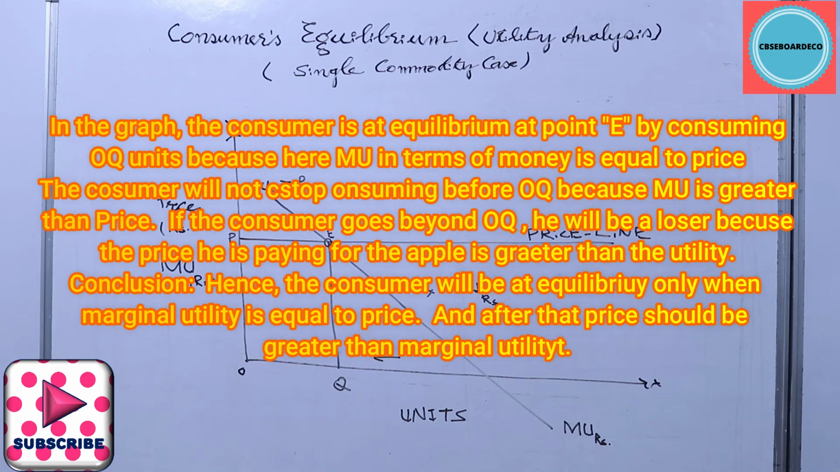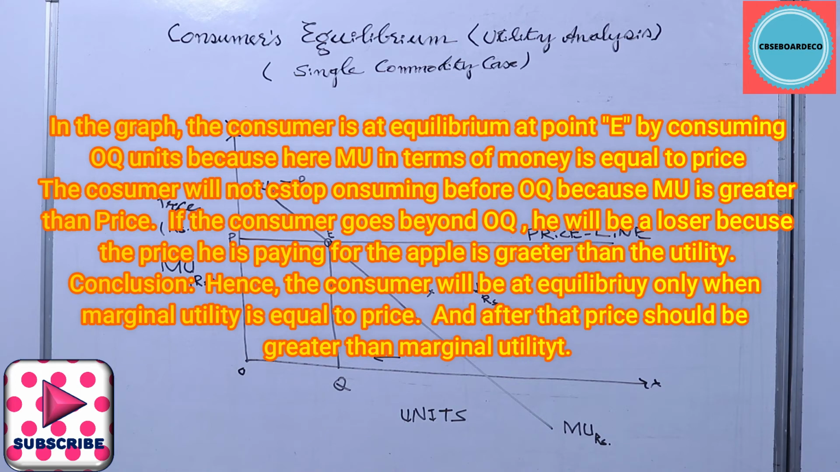Marginal utility in terms of money is always sloping downwards because of the law of diminishing marginal utility. Look at the graph here. The MU curve is sloping downwards and the MU curve is intersecting the price line at point E. This we call the equilibrium point E. This is the point where the consumer will be at equilibrium. He will stop his consumption by consuming OQ units of the commodity. The consumer will not go beyond OQ.